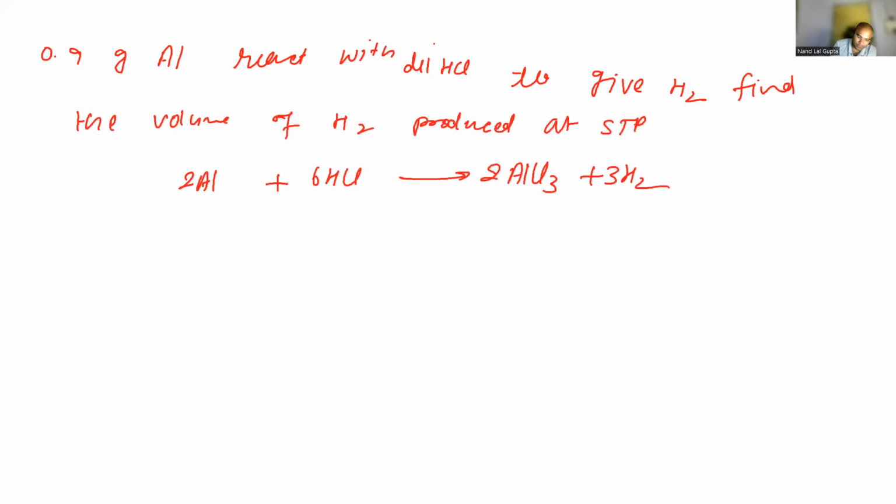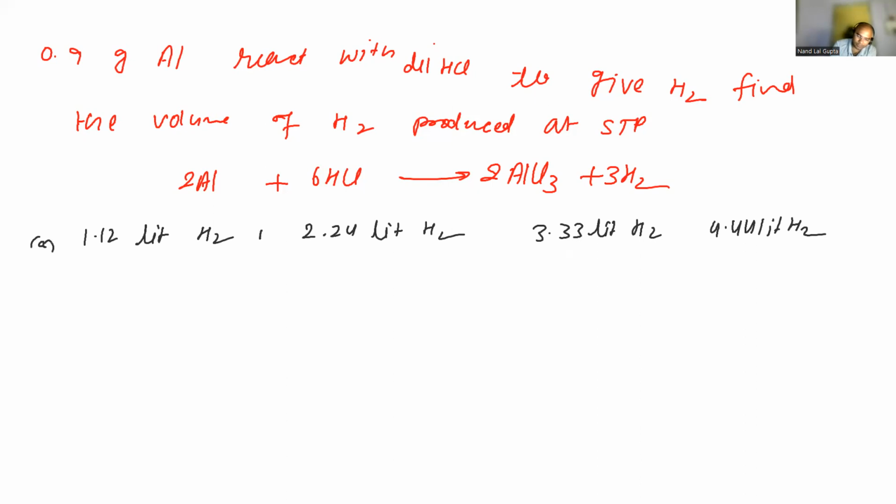Options are also given. Option A 1.12 liter H2, B 2.24 liter H2, C 3.33 liter H2, and D 4.44 liter H2. So these are the options. Can you try or should I try? I can try. Okay, try.